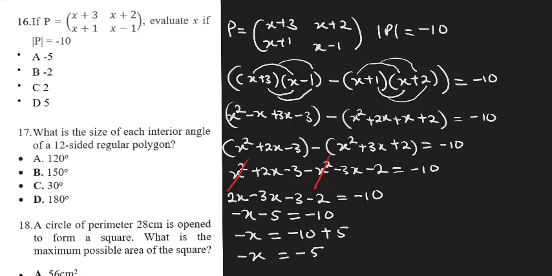So divide both sides by minus 1 so that we can cancel this minus sign here. Some will say divide both sides by minus sign. It's all the same. So this minus will cancel this minus. So therefore, our x is equal to 5. So in the options, the answer is going to be D. So let's move to the next question.